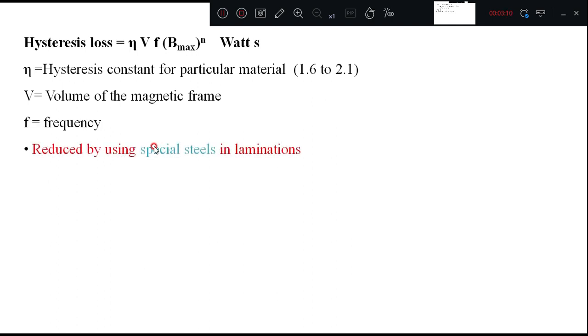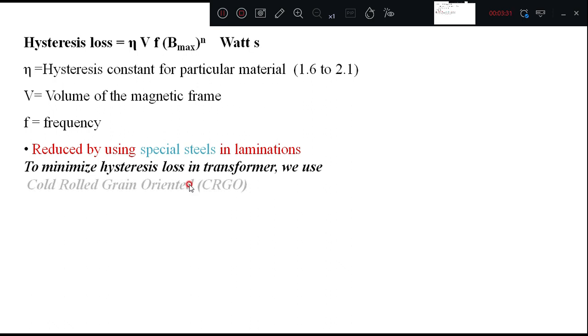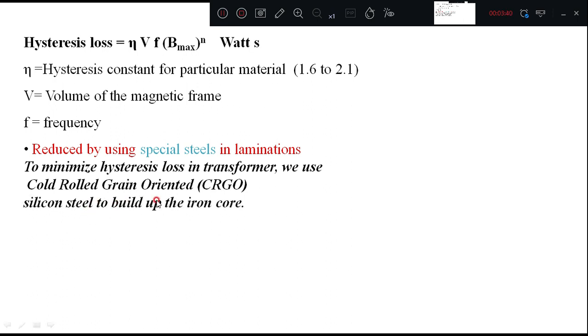This hysteresis loss can be reduced by using special steels, and the core is made up of laminations. To reduce the hysteresis loss, the special steel core is used. At the same time, it is made up of laminations. Here, to minimize the hysteresis loss, a special type of material is used, cold rolled grain oriented material. Silicon steel is used to minimize the hysteresis loss and to build the iron core. It is called CRGO.